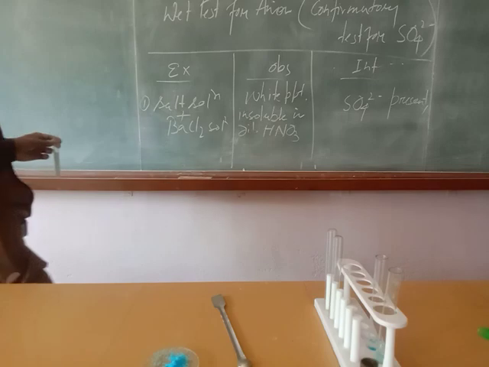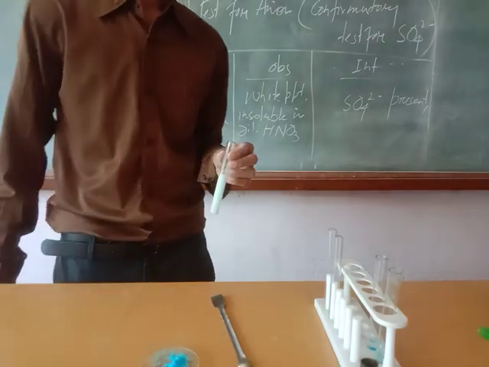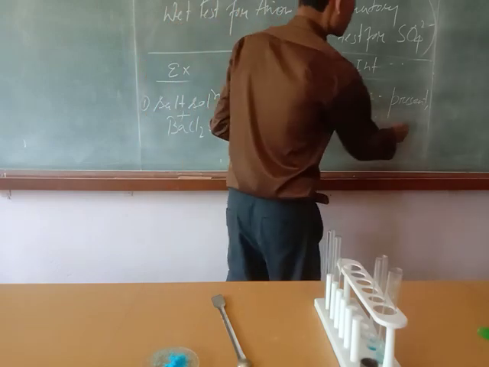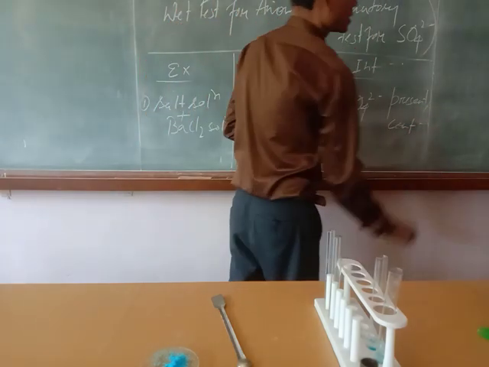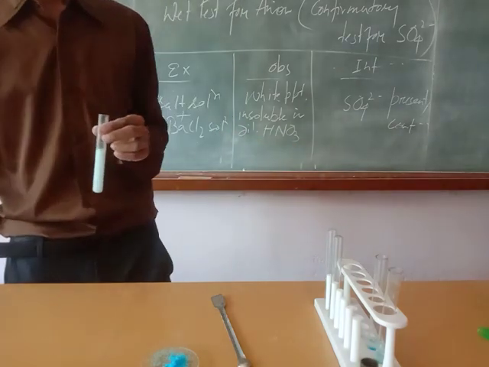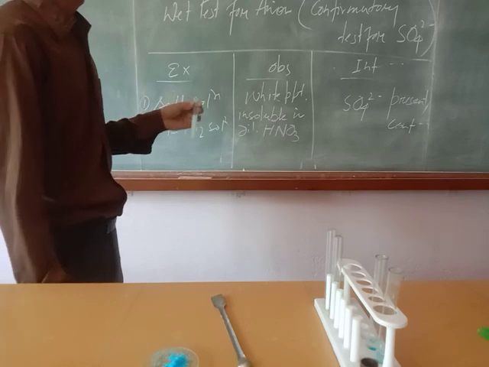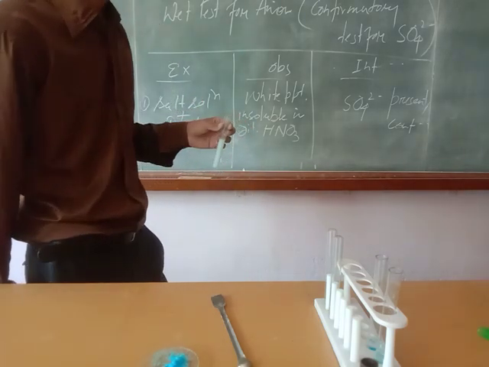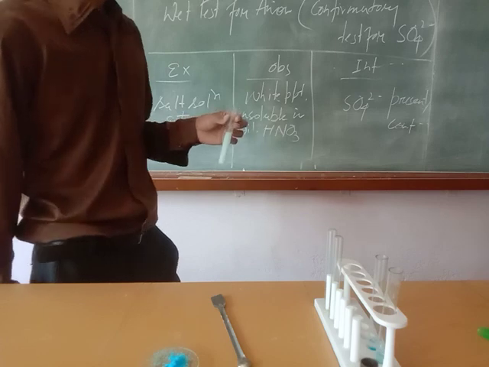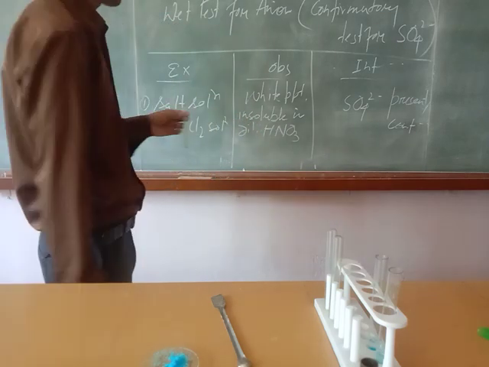Now you see all wet tests are called confirmatory tests. So here you can also write sulfate confirmed, and all dry tests are preliminary tests. So our determination of acid radical is completed. Now we have to determine the cation, meaning basic radical.